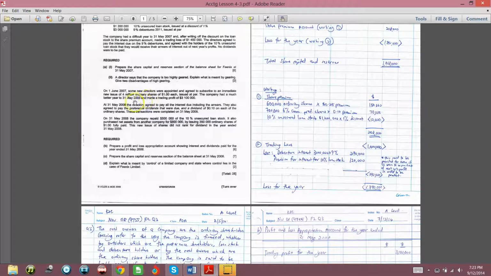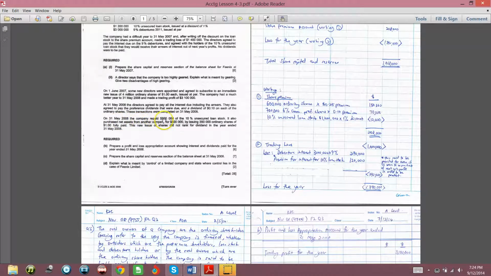The company had a much better year and made a trading profit of 3.1. On 31 May 2008, the directors agreed to pay all interest due, including the arrears. They also agreed to pay the preference shares that were due, with a dividend of 10 cents on each of the ordinary shares. This transaction was completed on 31 May 2008.